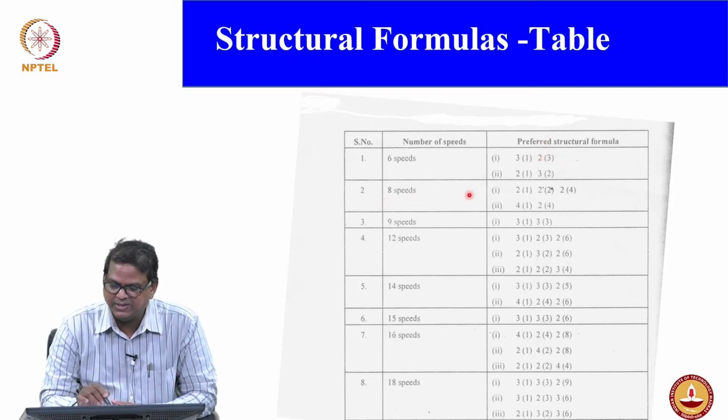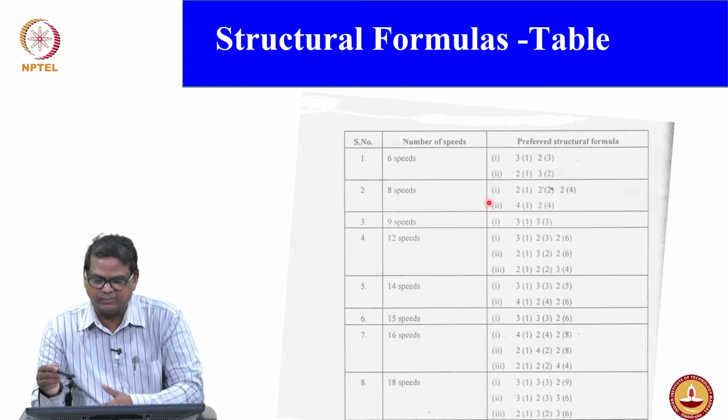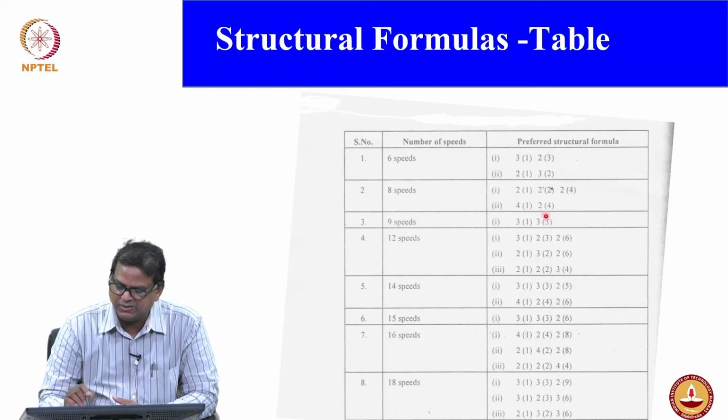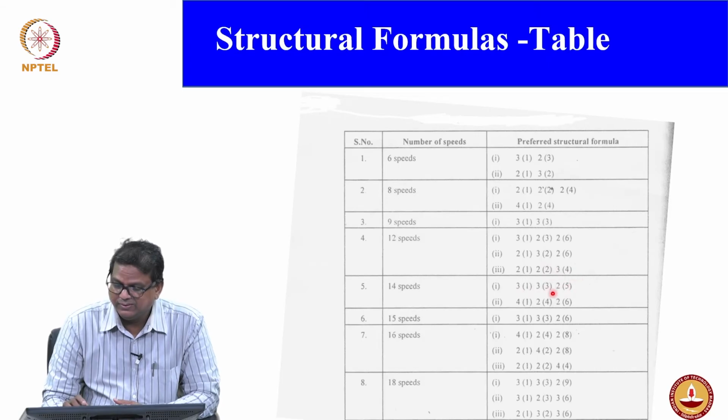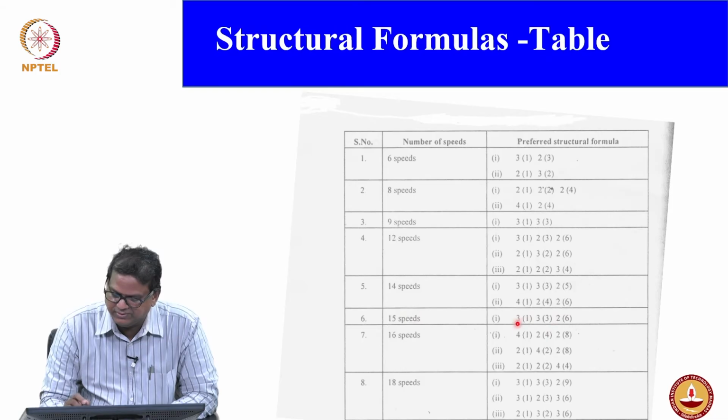You can see the 8 speeds, 2, 4 and 4, 2. The preferred one is at the top, and the least preferred is at the bottom. And look at 9 speed, 3 into 3; 12 speed, 3, 2, 3, 2, 3, 2 and 2, 2, 3; and 14 speed, as I said, 3, 3, 2. Look at 2 within the bracket 5 and 2 within the bracket 6, right. You can see 15, 3, 3, 2, very easy.